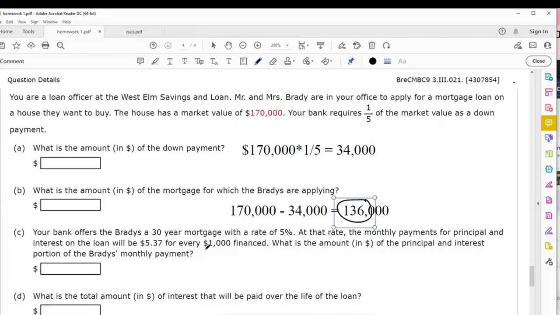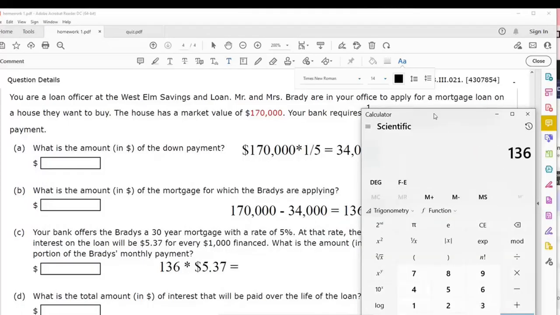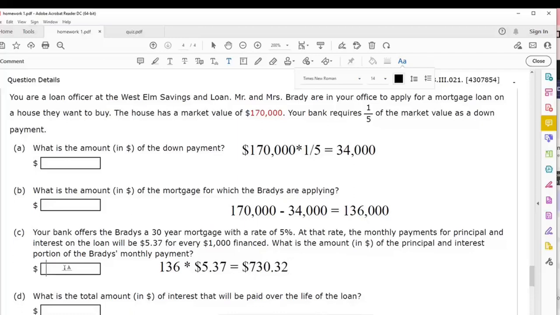So there's $136,000 of financing. For this question, what you have to do is take the $136,000 and multiply it by $5.37. That's $730.32. Just repeating that real quick, $136,000 financed. They told us it's $5.37 every time you go up $1,000 of financing. We've got $136,000 of financing. So it should be 136 times $5.37.